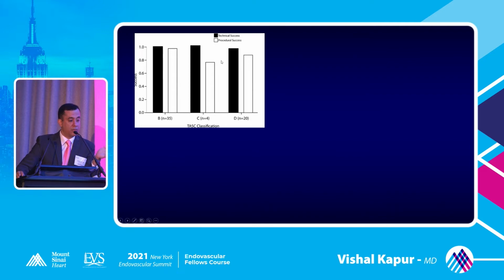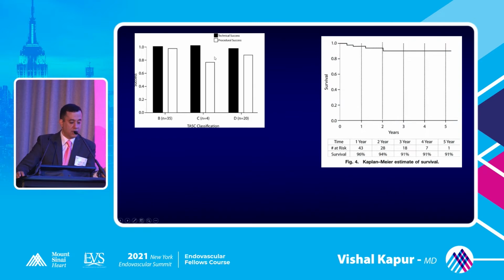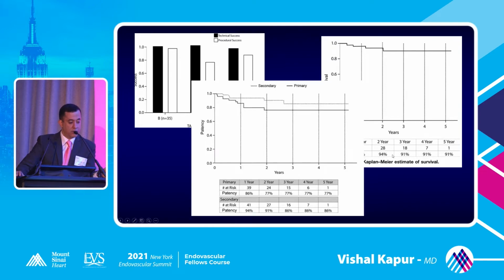But as the complexity goes up, the patency and the technical success start to go down as compared to the other arms. So here is the follow-up for years, especially at 5 years. You can see the Kaplan-Meier curve. The secondary patency is all the way down to 91%.